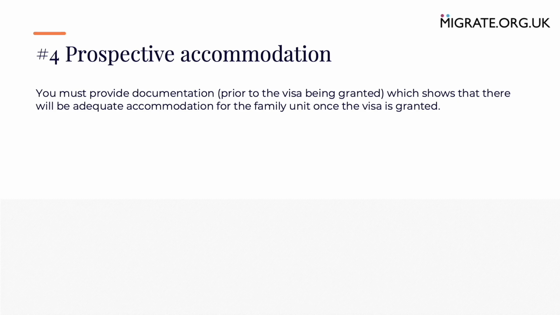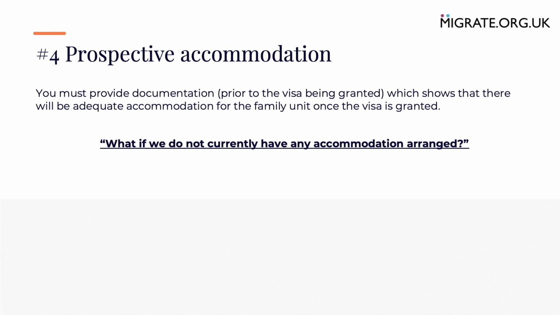Now, for some partners, arranging the accommodation simply for the purpose of satisfying the adequate accommodation requirement is far from convenient, as it will often involve agreeing to a financial obligation, such as a 6-month lease, not only before the applicant enters the UK, but even before you know whether the applicant can enter or stay in the UK or not. Therefore, the question, what if we do not currently have any accommodation arranged, often arises.